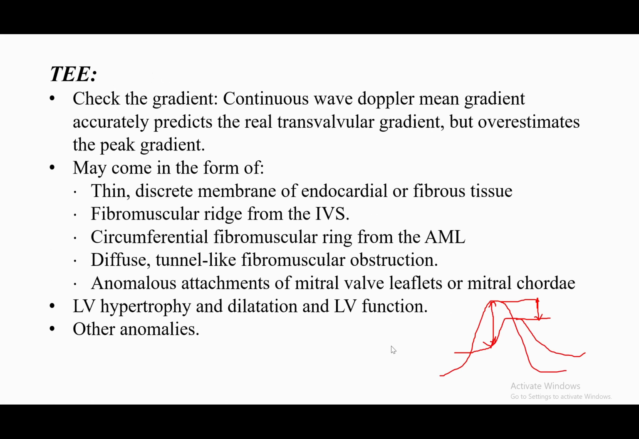We check the gradient, and by TEE we check the gradient as we said before in the previous lecture. The continuous wave Doppler mean gradient accurately predicts the real transvalvular gradient, but overestimates the peak gradient due to the difference between peak-to-peak measurement by the cath lab and instantaneous difference between the left ventricle and the aortic pressure measured by the echo.